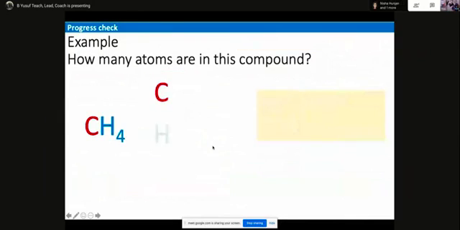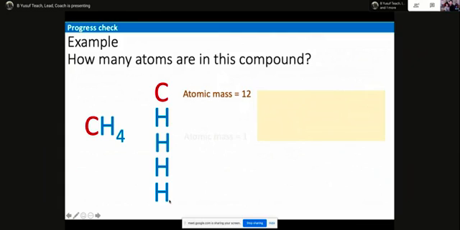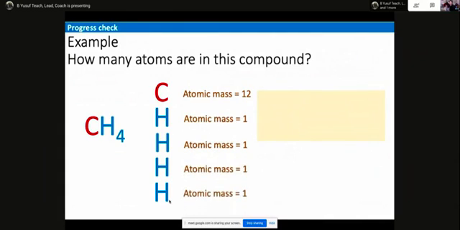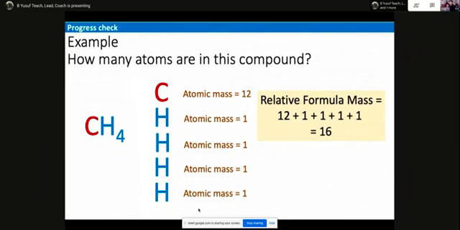If we were to unpick that this way, you've got one carbon atom. I've represented it in red to make it visually clear to see. And because there are 4 hydrogen atoms, I've represented them as 4 blue hydrogens. And that basically means that you have got 5 atoms in that compound. Now, if we were to work out the relative formula mass, you have to add up the atomic mass of all of the elements that you actually have. And that basically gives you a value of 12 when you add them all up together. So it's as straightforward as that.